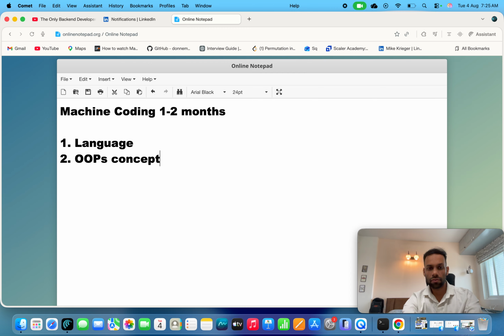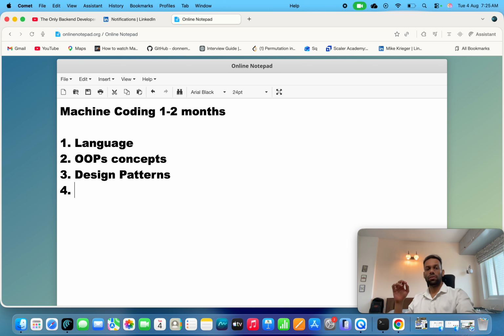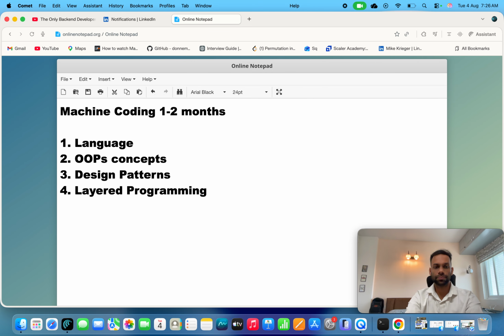object oriented concepts. When you're going to write code, for example a booking management system, what entities are you choosing, and within those entities how are you creating classes and interfaces. These concepts will come into the picture. Obviously design patterns that you should be aware of, how to write modular code, what design patterns to use, factory pattern. There are different types of design patterns that you must be aware of. There's something called layered programming as well, like how you can create layer-wise code.